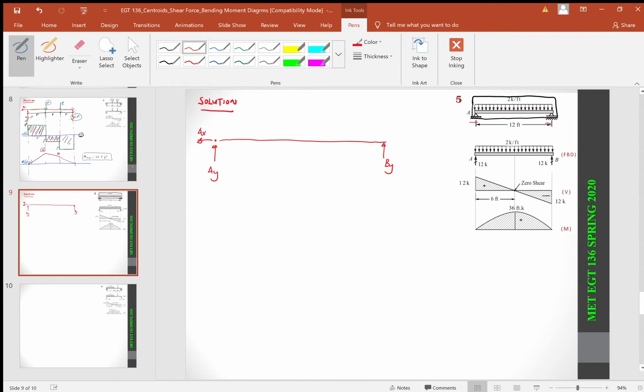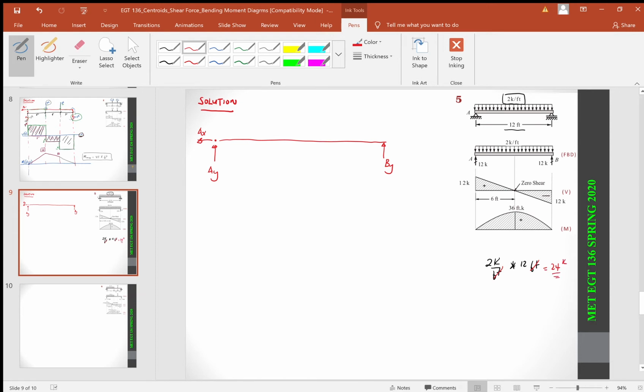Okay, so we have a uniform load here of 2 kips per foot, right? Now we want to be able to turn that into a force. So that 2 kips per foot is over a span of 12 feet. When you multiply that by 12 feet, the feet cancel out and you're left with 24 kips. So this is a force right here.